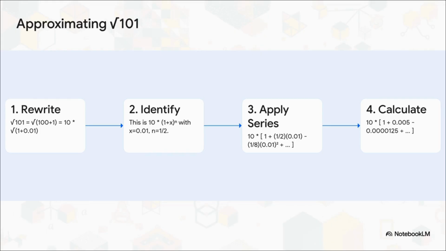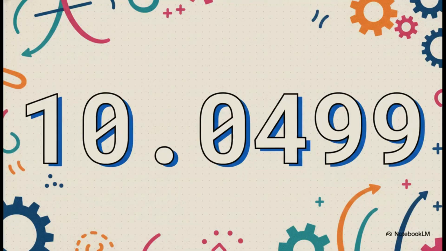So we just apply our series formula to that part and then multiply the whole thing by 10 at the end. And there you have it. Just using the first 3 terms of our series, we get about 10.0499. The actual value is about 10.04987. I mean, come on, that is ridiculously close. We just did that with a few steps of basic arithmetic. That, right there, is the power of this theorem.